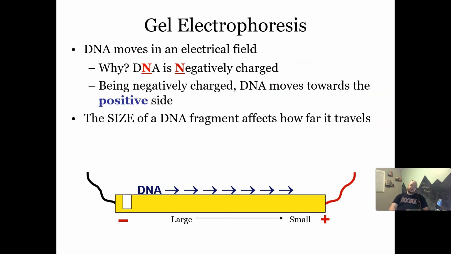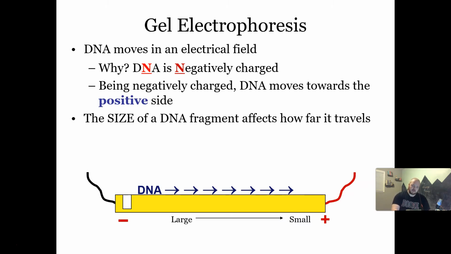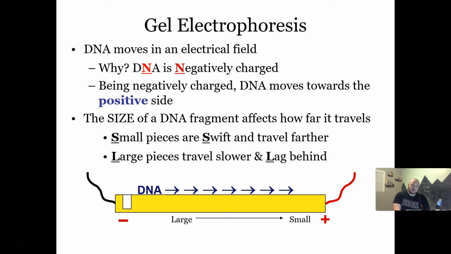Now, gel electrophoresis: as I mentioned, DNA is a negatively charged particle, and because it's negatively charged, DNA is going to move towards the positive side. The size of the DNA determines how far it travels. Again, this diagram here explains what I just spoke about. Large stays towards the back, small goes towards the front. Small pieces are swift, and large pieces lag.